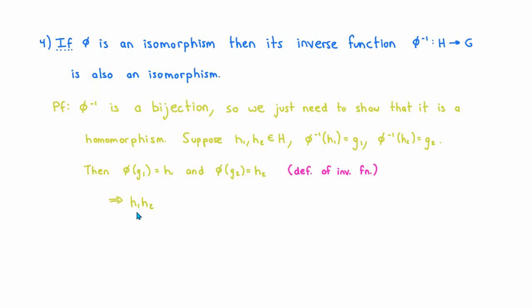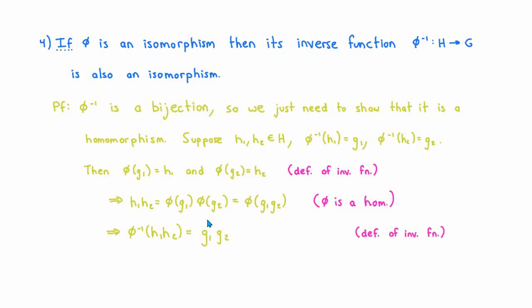So in order to do that, first of all, let's write the product h1 h2 as phi of g1 times phi of g2. Since phi is a homomorphism, phi of g1 times phi of g2 is equal to phi of g1 times g2. And now, again, by the definition of inverse function, that implies that the inverse of h1 h2 is equal to g1 g2. But remember that g1 is equal to phi inverse of h1, and g2 is equal to phi inverse of h2. So the right-hand side here is the same as phi inverse h1 times phi inverse h2. Well, now that's exactly what I was trying to show, and it finishes the proof that anytime you have an isomorphism from G to H, the inverse function is an isomorphism back from H to G.